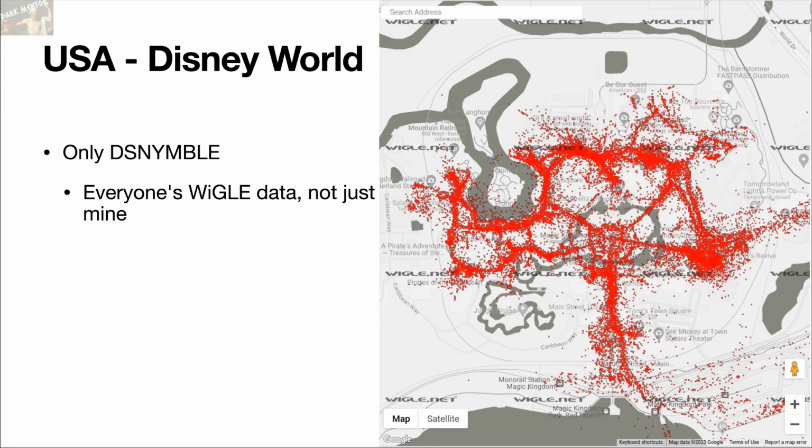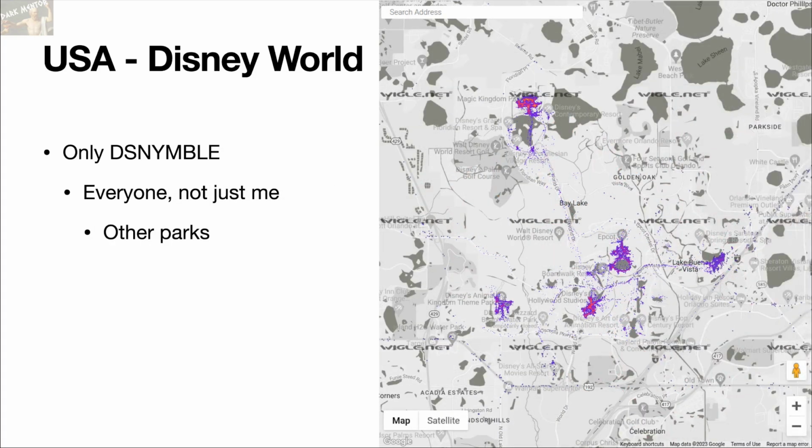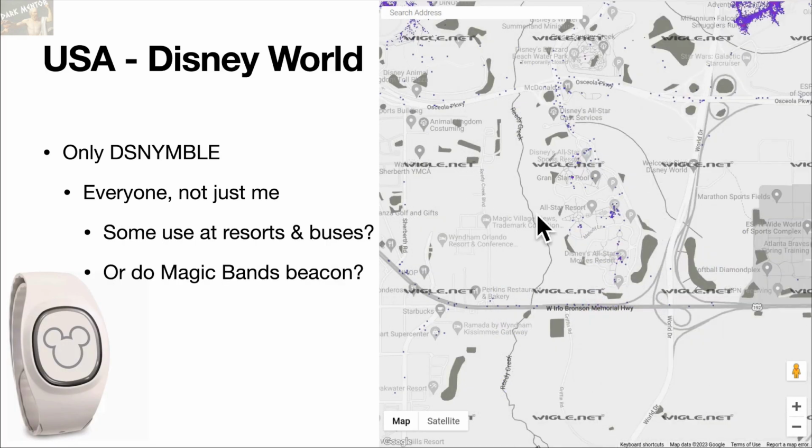Going back and looking at all the Wiggle data, not just mine, we can see there is a ton of these Disney MagicBand things. Zooming out, you can see that they're also at all the various different Disney parks. I actually stayed at one of the Disney resorts, and you saw the Bluetooth devices there as well. But what was interesting is you could see them specifically along the roads. One possibility is that maybe the buses and shuttles that take you to the resorts have it, but the more likely answer was that these MagicBands are beaconing.